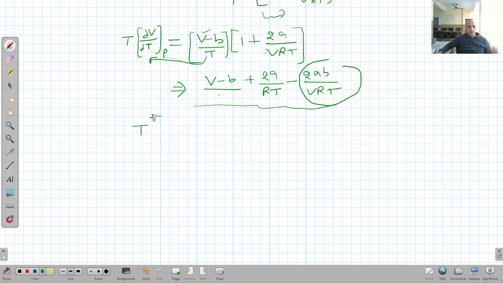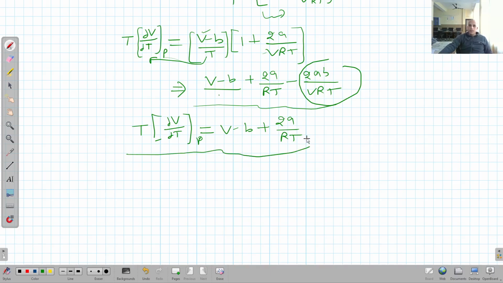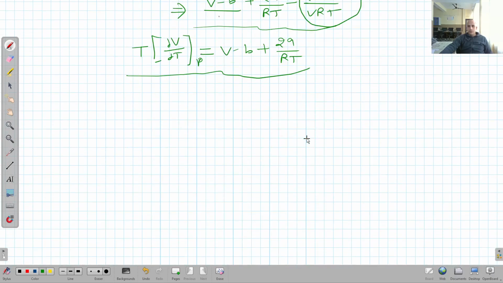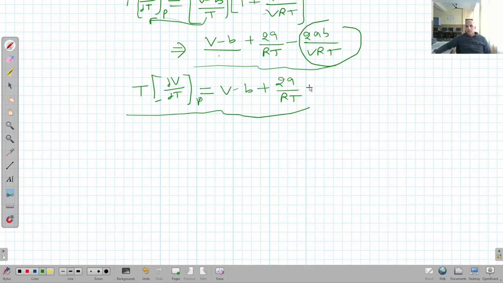T (∂V/∂T) at constant P is equal to b minus b plus 2a upon RT. Clear? So this is equation number 3. It is equation number 4. Now I am going to put this equation number 4 in equation number 7 that we did earlier.